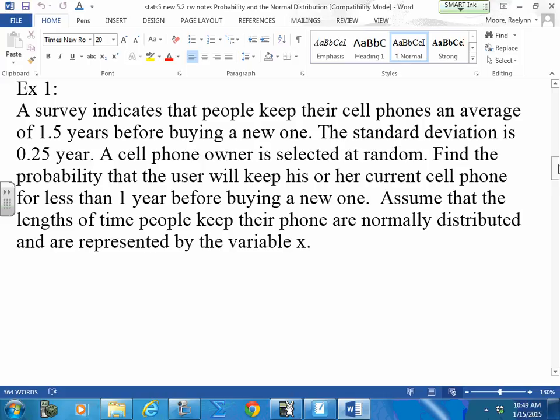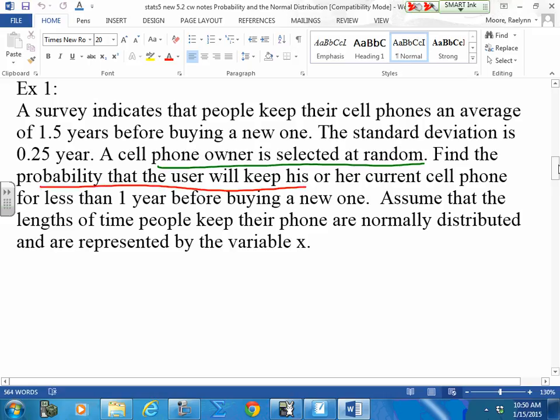Okay, a survey indicates that people keep their cell phones an average of 1.5 years before buying a new one. The standard deviation for this scenario is 0.25 years. A cell phone owner is selected at random. We want to find the probability that the user will keep his or her cell phone for less than a year before they buy a new one. You want to find what's the probability that they will not even wait a year.